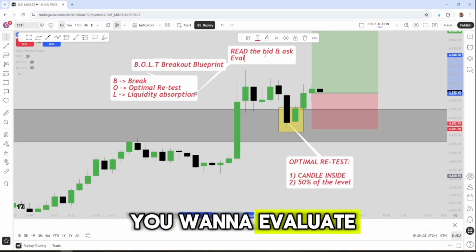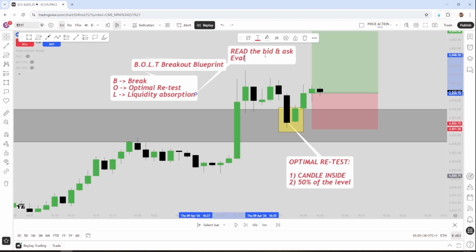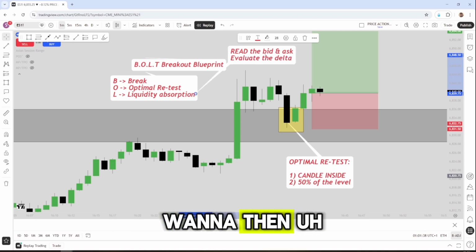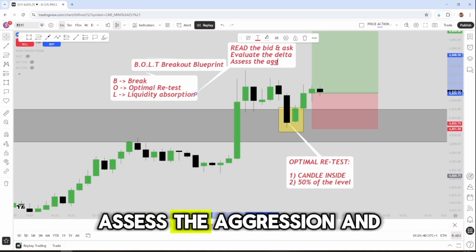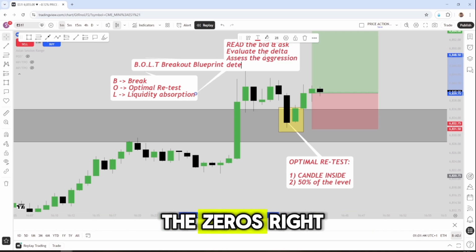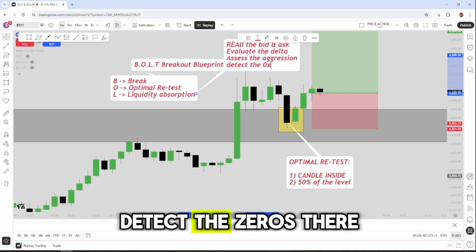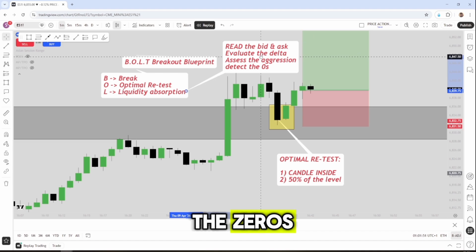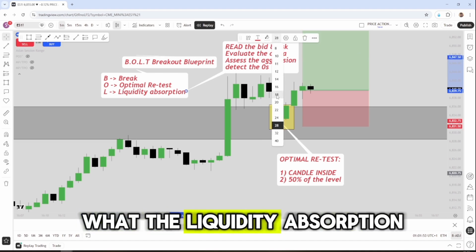You want to evaluate the delta. You want to then assess the aggression, and then you want to detect the zeros, right? Detect the zeros. There you go. So you want to detect the zeros. So that's kind of what the liquidity absorption is all about.